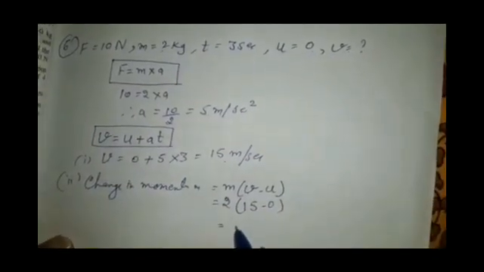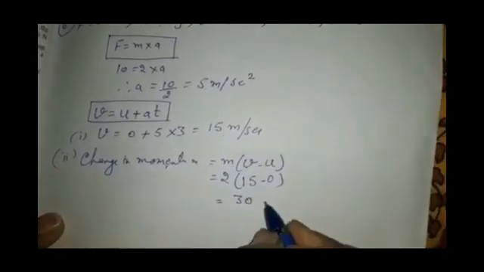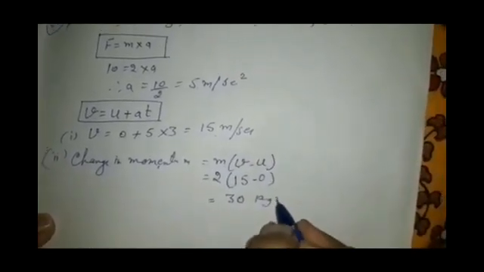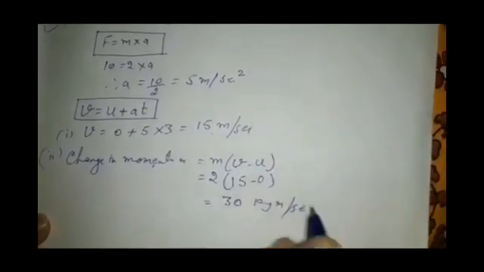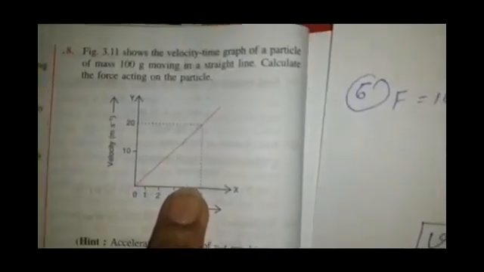So it will come 30. Now momentum unit we know, kg meter per second. Now children, we will do this 8 numerical. See this figure.